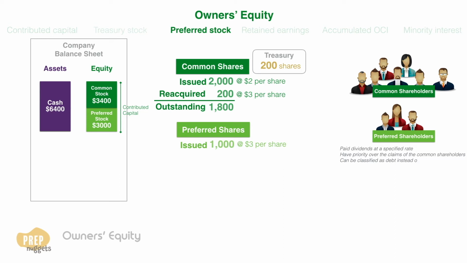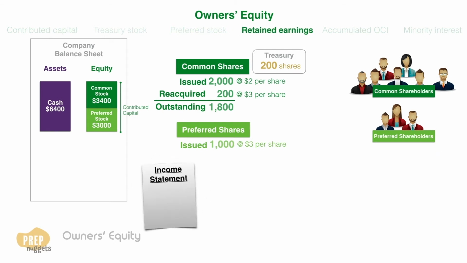There are instances when preferred stock is classified as debt instead of equity. For example, preferred stock that calls for mandatory redemption in fixed amounts is classified as debt. When the company makes money, the net income as reflected in the income statement can be distributed to common shareholders as dividends, with the balance going into retained earnings.